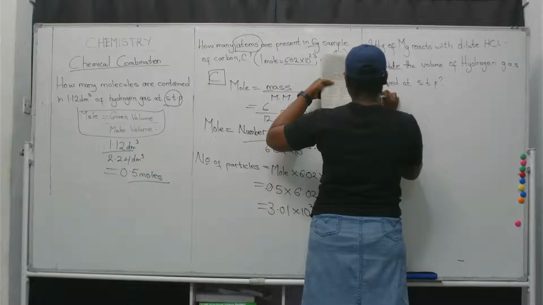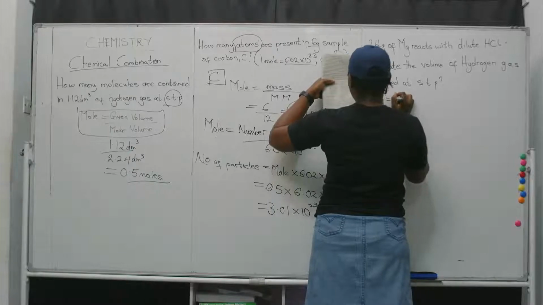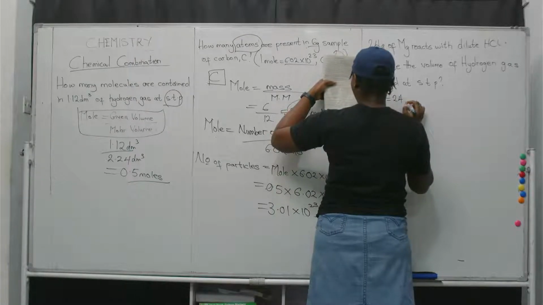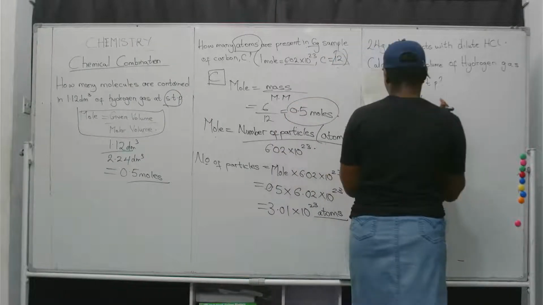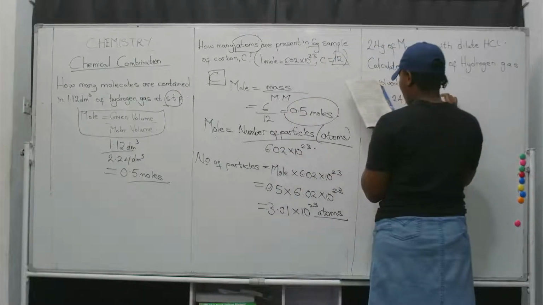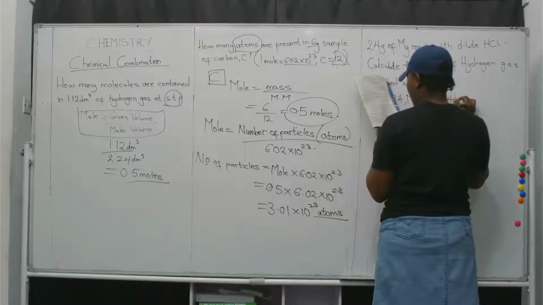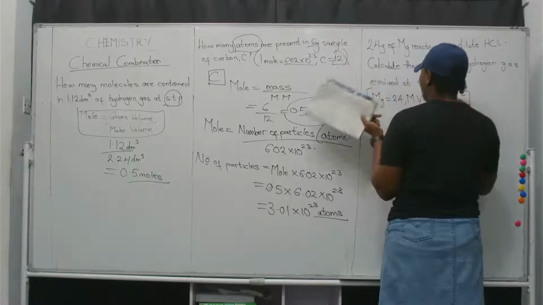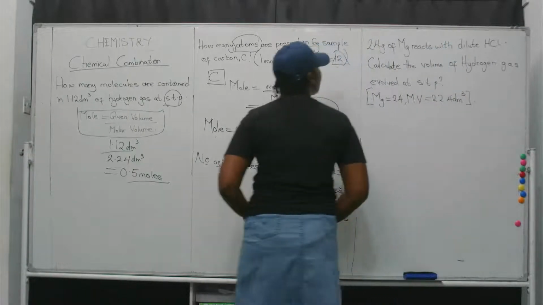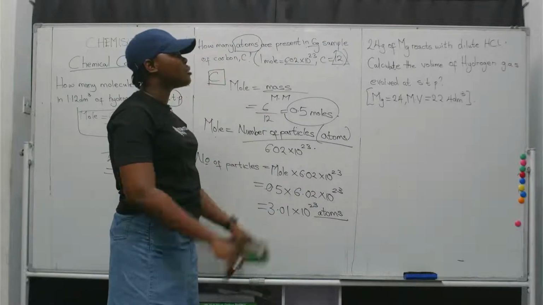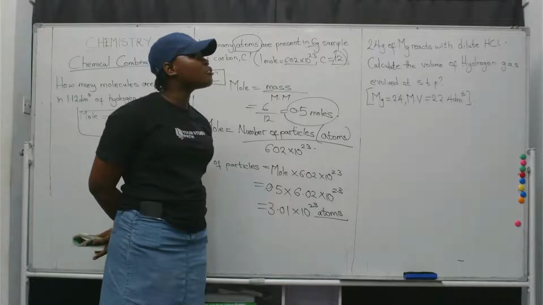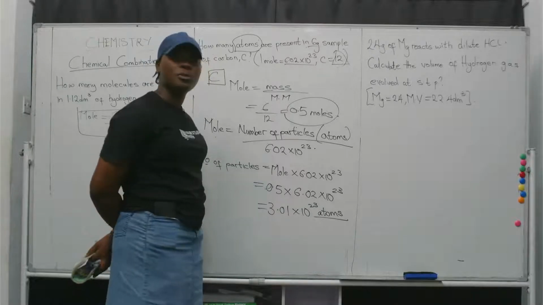We're given magnesium atomic mass to be 24. Molar volume of gas at STP equals 22.4 dm cube. I'm told to calculate this. Okay, so let's repeat the question. 24 gram of magnesium reacts with dilute HCl. Calculate the volume of hydrogen gas evolved at STP.